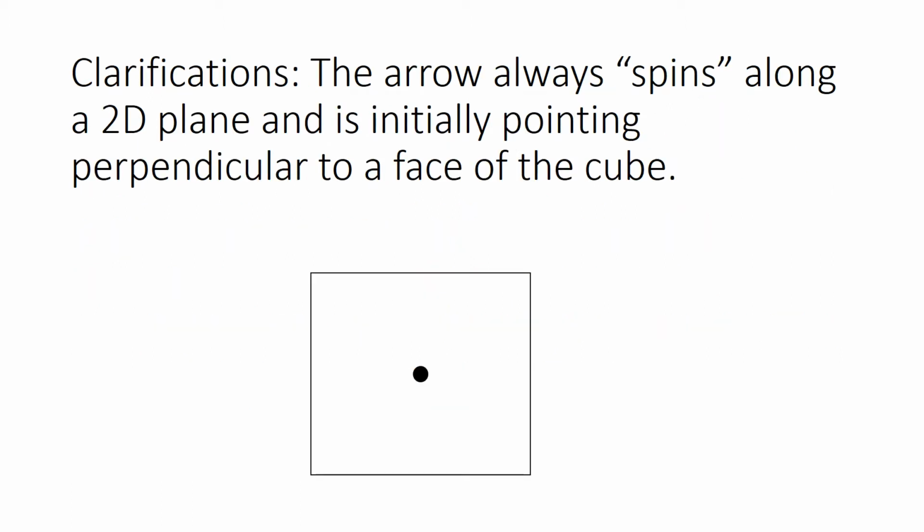And there's just a couple quick clarifications. When I say the arrow spins, it spins along a 2D plane, and it is initially pointing perpendicular to the face of the cube. So basically, if this is a bird's eye view of the cube, the arrow is going to be spinning this way. It's not going around in a circle or anything. It's going to be going in a straight line, looking at a face of the cube.